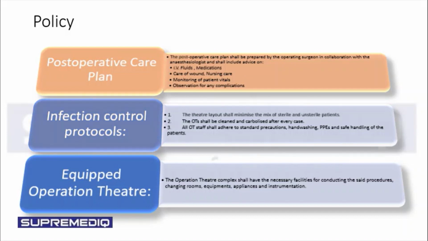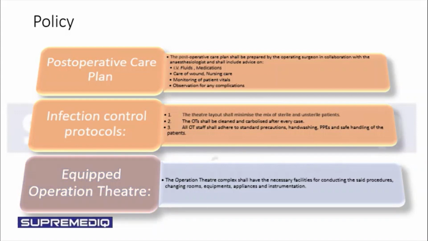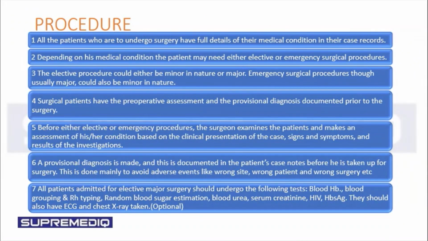1. The theatre layout shall minimize the mix of sterile and unsterile patients. 2. The OTs shall be cleaned and carbolized after every case. 3. All OT staff shall adhere to standard precautions, hand washing, PPEs and safe handling of the patients. Equipped operation theatre. The operation theatre complex shall have the necessary facilities for conducting the said procedures: changing rooms, equipments, appliances and instrumentation.